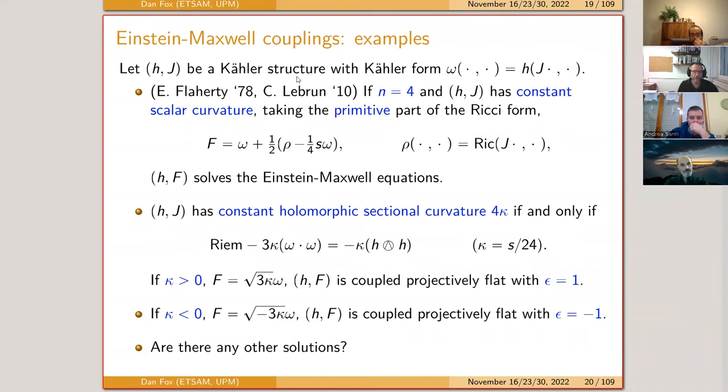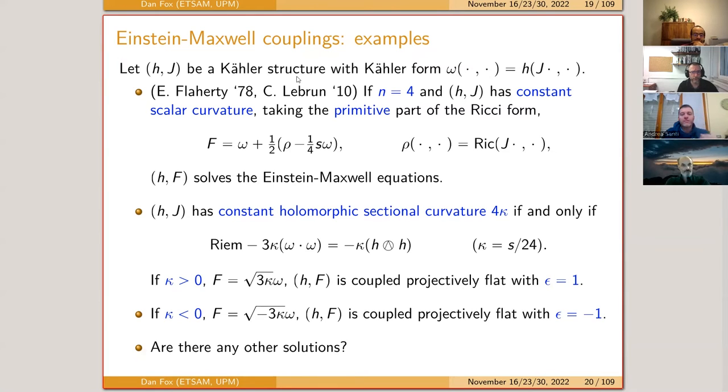the primitive part of the Ricci form means this, and I'm adding it to the Kähler form. So here's the Kähler form, and then the Ricci form is defined from the Ricci tensor in the same way as the Kähler form is defined from the metric. So this is a skew-symmetric two-form, which is the Kähler form plus half of the primitive part of the Ricci form. The observation is that this, together with H, solves the Einstein-Maxwell equations.